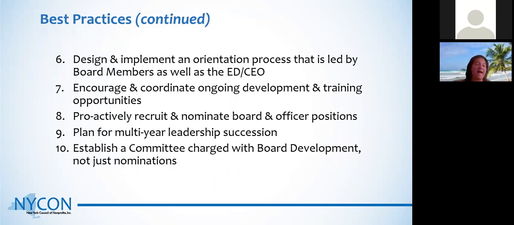And then, as I said earlier, I think it's important to establish a committee that is charged with the full spectrum of board development activities, whether you call it a governance committee or a board development committee, as we recommend. You can call it a nominating committee, but you want to be cognizant that it should include all of these activities.